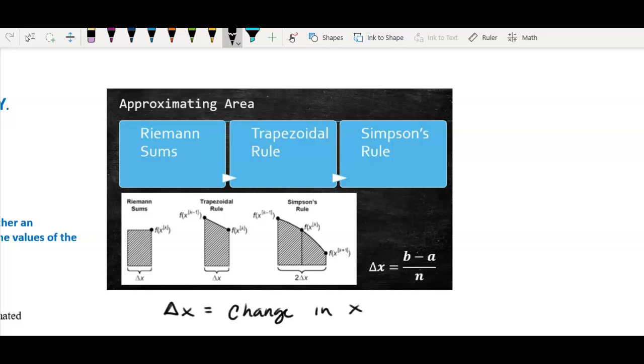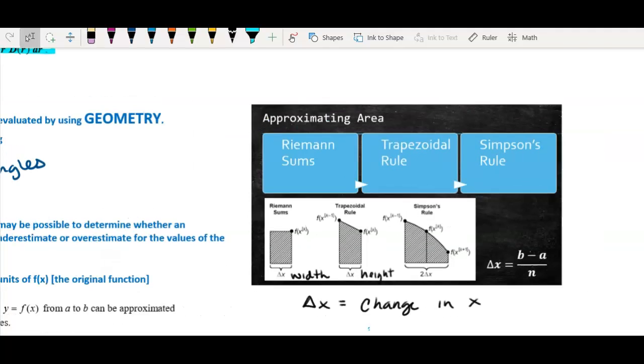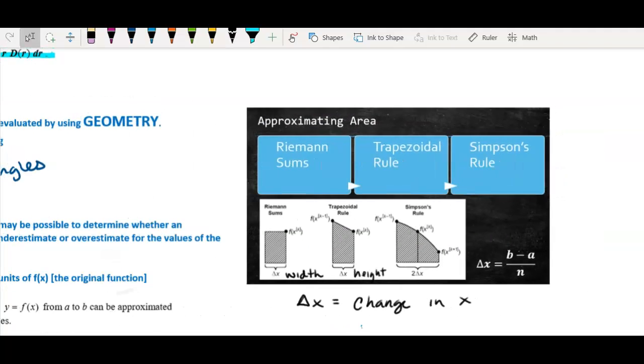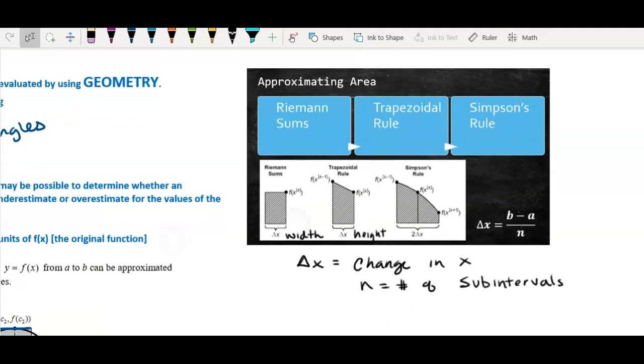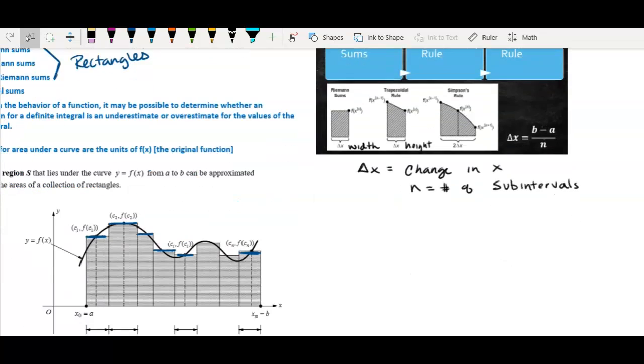So often the width of the rectangle or the height of the right trapezoid, delta x, is equal to b minus a over n. So the change in x is equal to b minus a over n, where n is the number of subintervals, so the number of rectangles or the number of trapezoids.